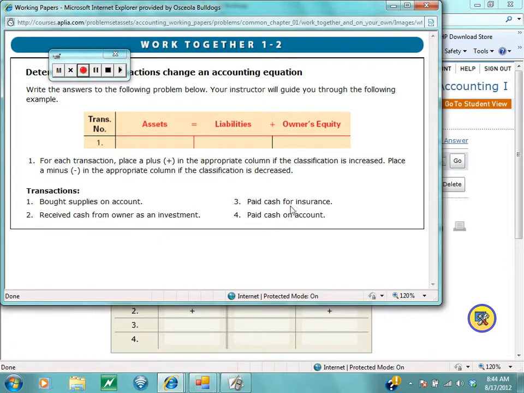Next, we have paid cash for insurance. Insurance is an asset because we prepay it ahead of time. The insurance company won't cover a person until they have money. In other words, you can't call them up and say, I need 6 months worth of insurance, and then 6 months later go in and pay it. It must be paid in advance. So a lot of times we refer to it as prepaid insurance because you're paying it ahead of time.